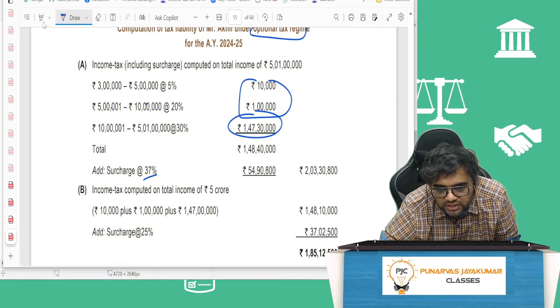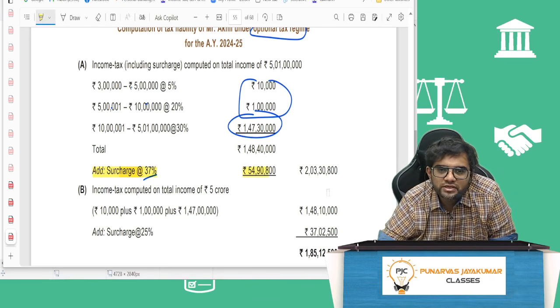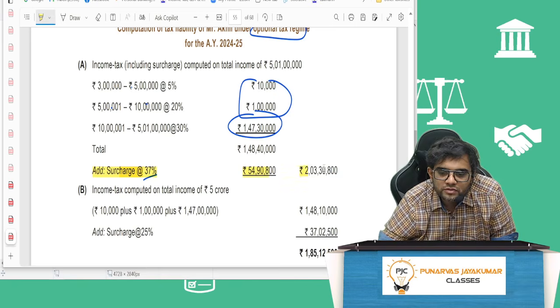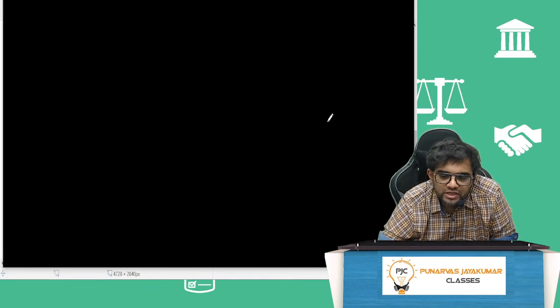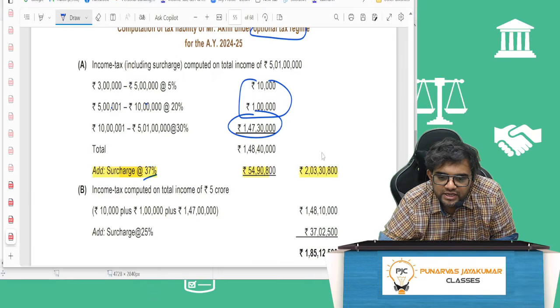But surcharge here is 37%. So 54 lakh 90,800 you are paying. You are paying 2 crore 3 lakh 80,000 as tax because your income is 5.01.